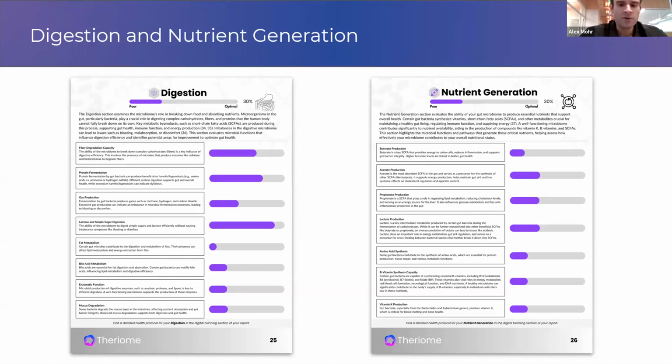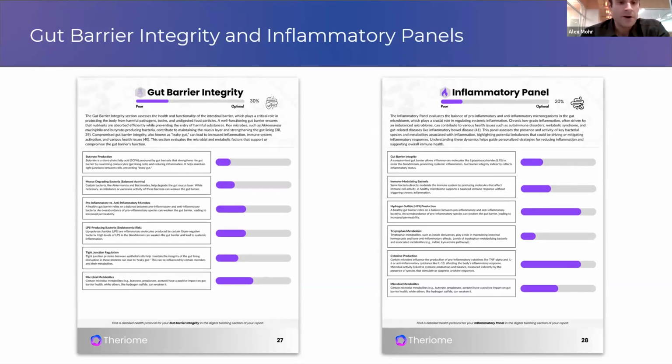Those are all included here, as well as some key vitamins, for instance the B vitamin complex, as well as K, where we know the microbiome contributes a substantial amount in actually creating that class of vitamins. We also have a gut barrier integrity panel, which is informed by some subdomains.